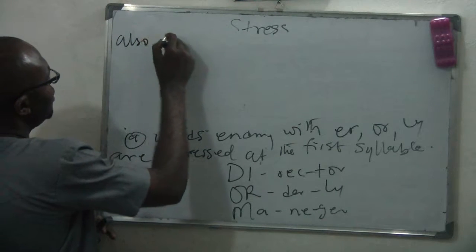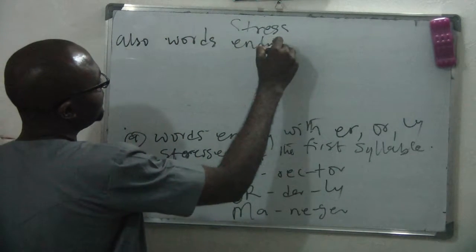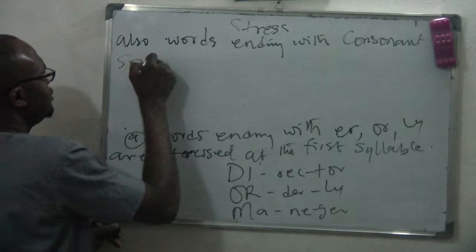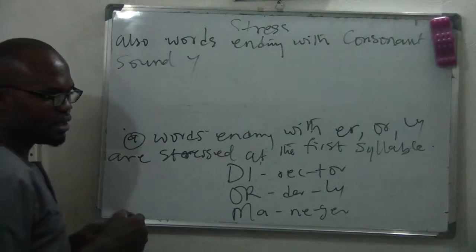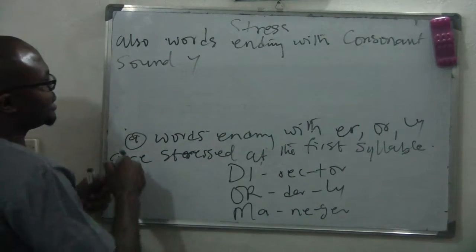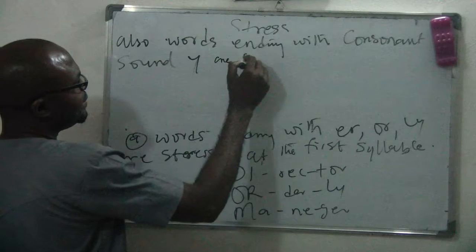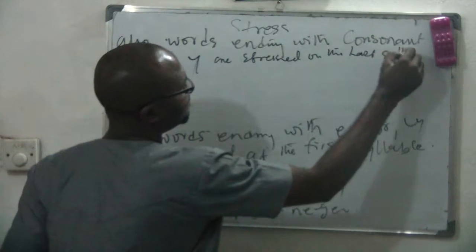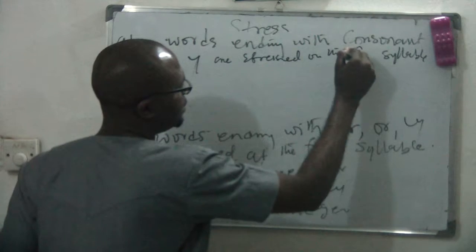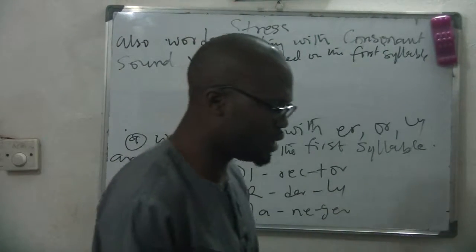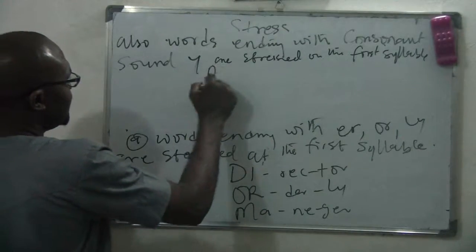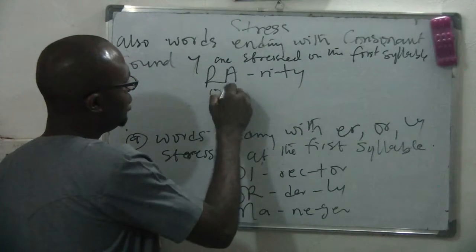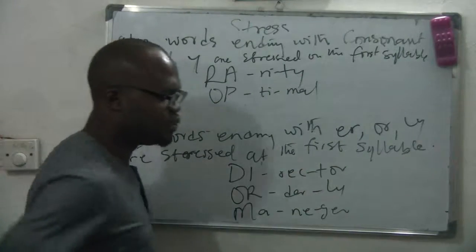Also, words ending with consonant sound Y. Is that clear? Three syllable words ending with consonant sound Y are stressed on the first word syllable. Example, rarity. Rarity. Is that clear? Optimal. Optimal. Is that clear?